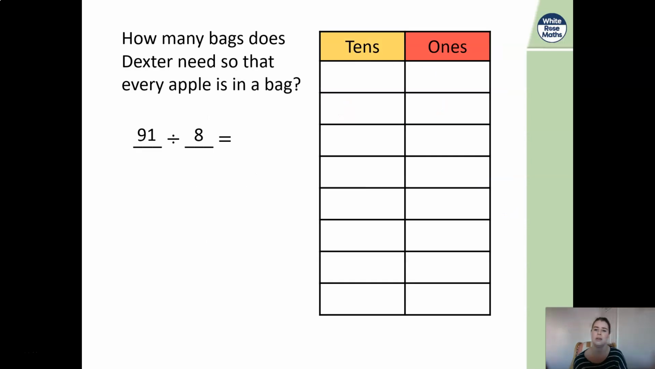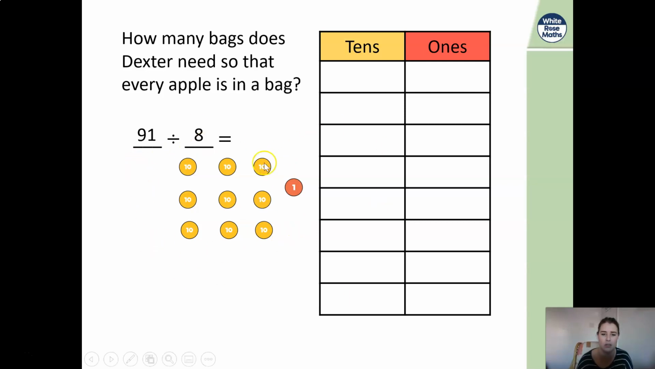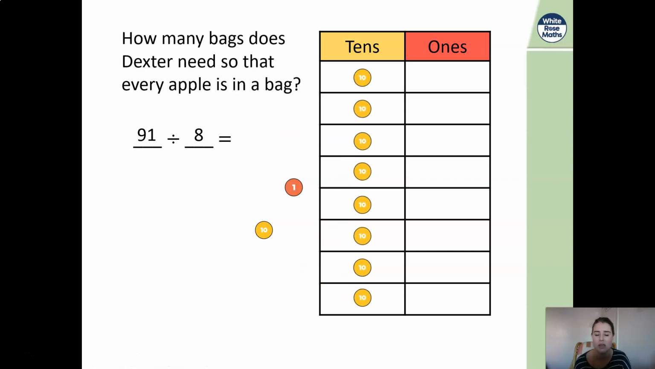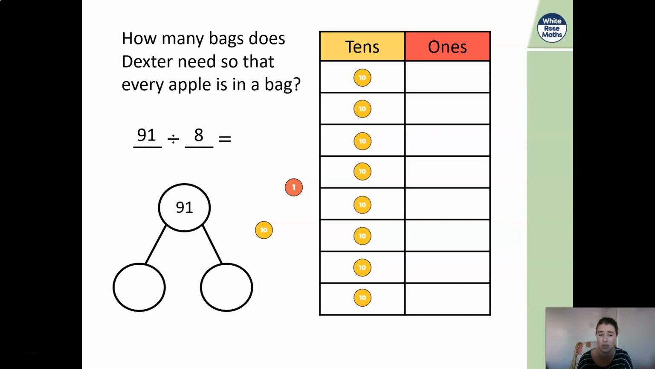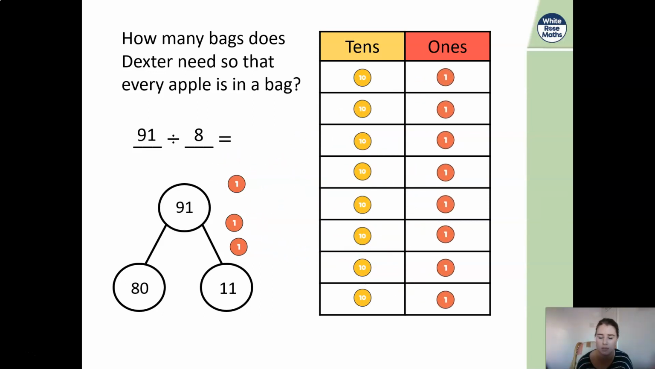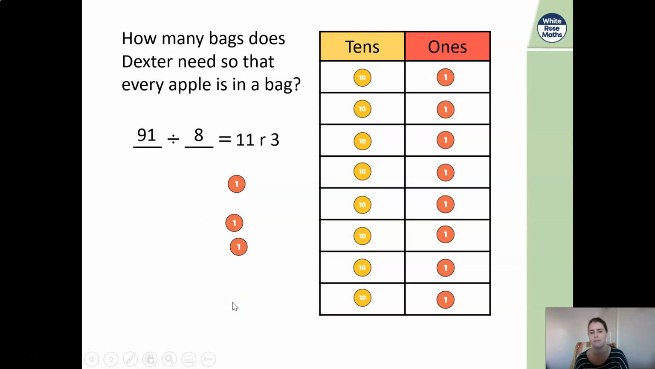Okay, so let's use our place value counters to help us. So I'm going to have 90, so 9 lots of 10s, and my 1. If I now move those over into my 8 rows, I still have an additional 10. Now I'm going to partition that. So I've partitioned it as 80 and as 11. Now what I need to do is exchange that 10 for my 1s. So now I have 11 1s and I have 8 columns. Well, I know I'm going to be able to fit 1 1 in each of those columns. So that must mean that each bag is going to have 11 in them. Okay, so I need 11 bags and I have my remainder 3.